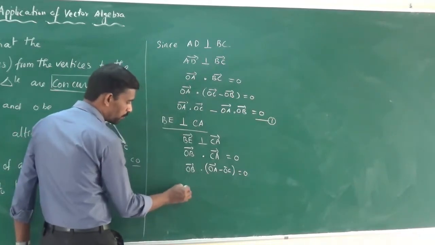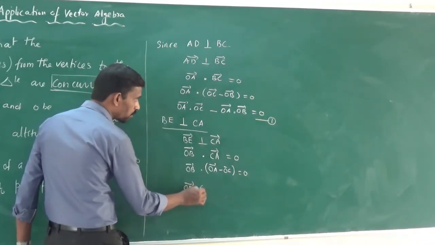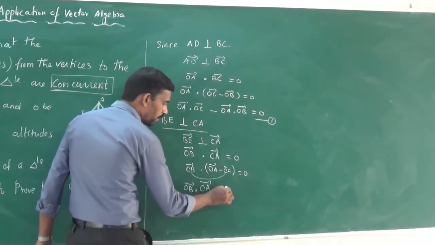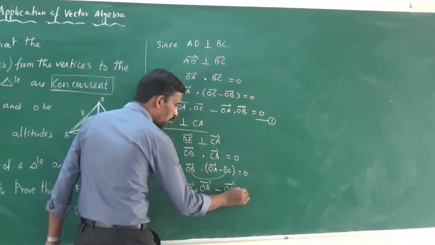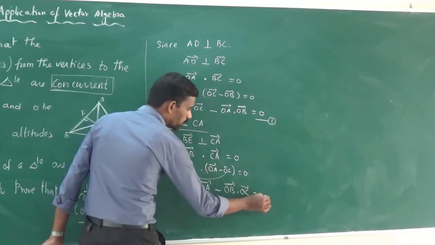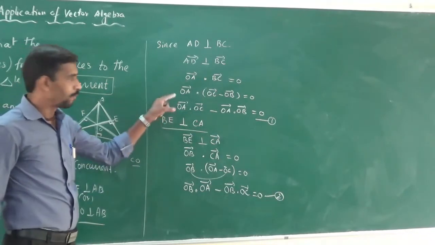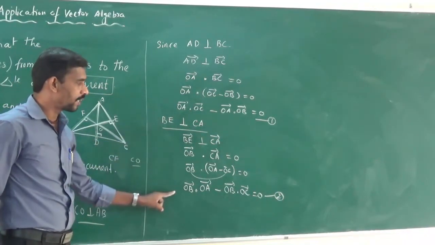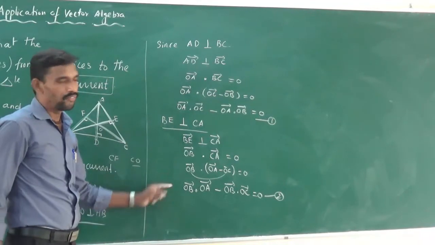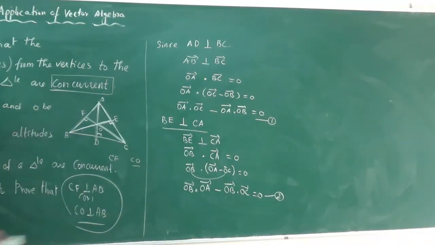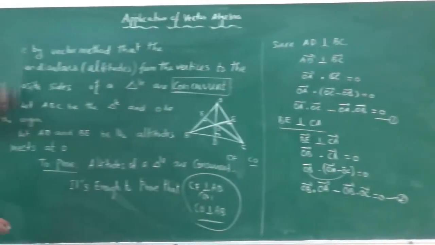Just remember this one. OB vector dot OA vector minus OB vector dot OC vector is equal to 0. This is relation 2. Now I am using this first equation and second equation. By adding, we get this result. Okay, now you see.